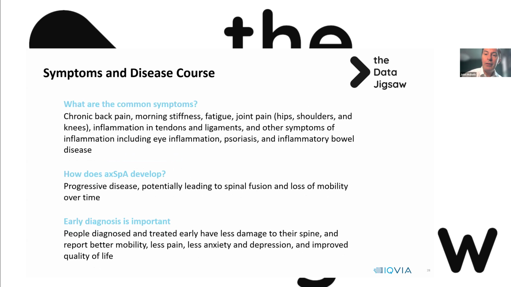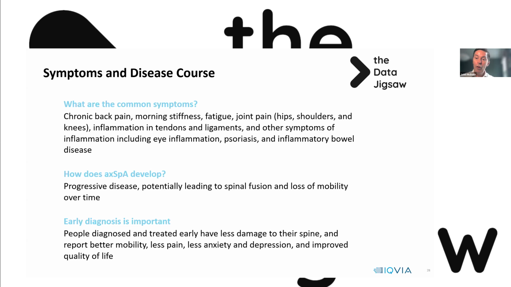So I mentioned some of the symptoms of axial spondyloarthritis. It's important that when we're thinking about how we may be able to identify this early, we understand what those might be. So chronic back pain being one, but there's also other symptoms: morning stiffness, fatigue, joint pain, as I mentioned, inflammation in the tendons and ligaments. But there's also other symptoms of inflammation, including in the eye, skin, so disorders such as psoriasis, and inflammatory bowel disease.